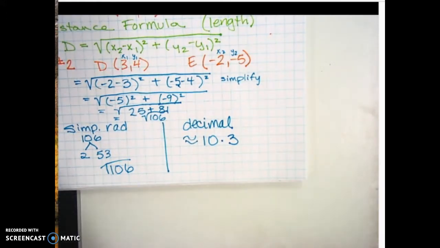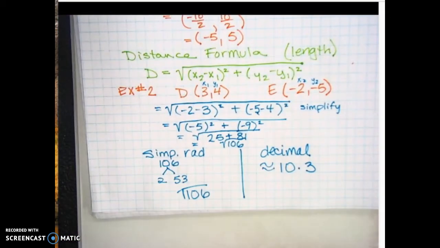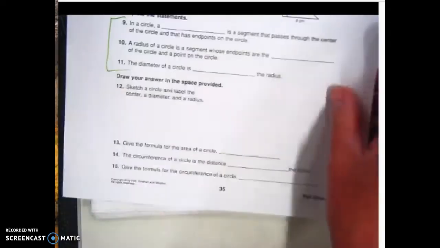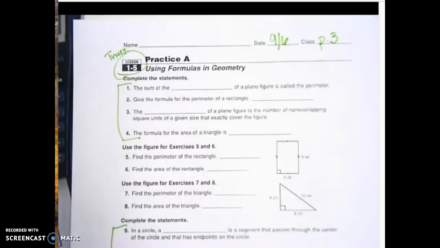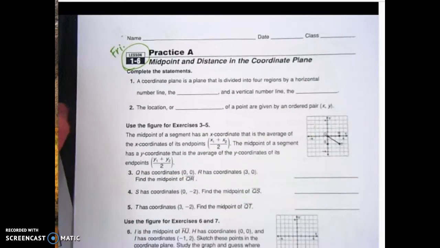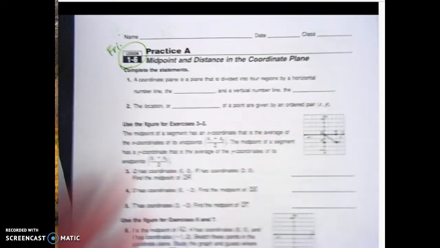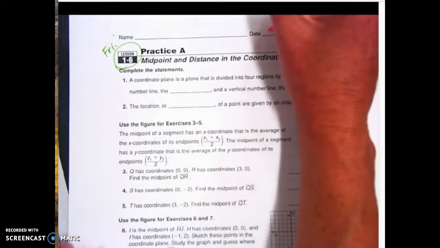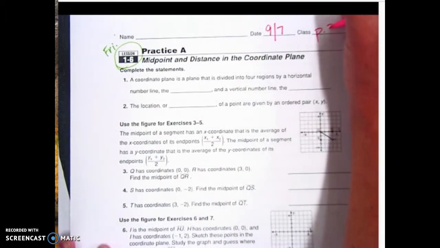And then let's look at your worksheet from yesterday. We're going to just flip it over. Okay, so yesterday we did the side that said 1-5. Flip it over to the back. We've got the side that says 1-6. So over the top, print your name. Today is the 7th. Period 3.